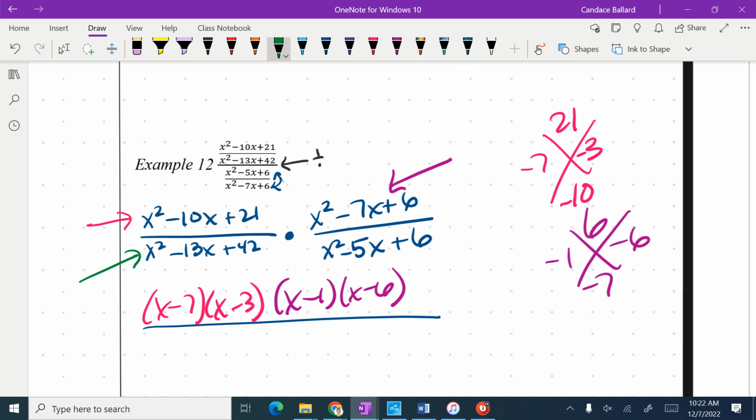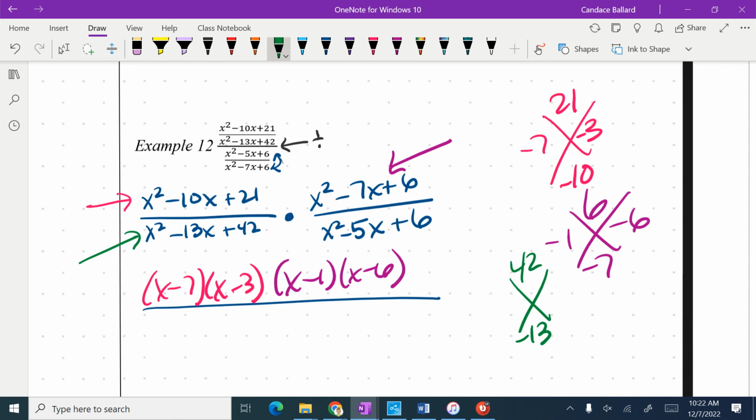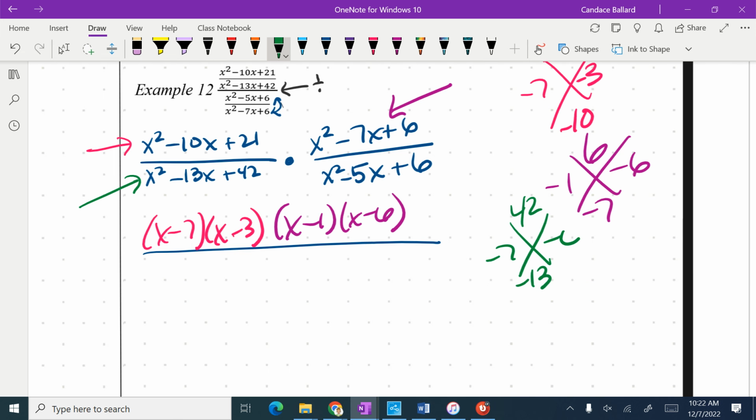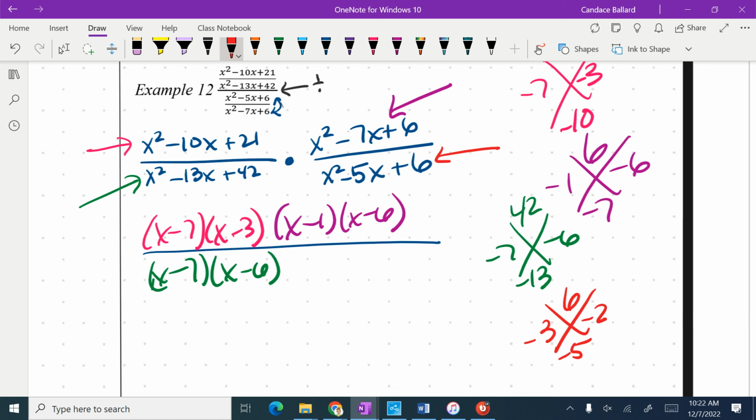All right, then let's see. This one right here, 2 numbers that multiplied to 42 and added to negative 13. So x minus 7 times x minus 6. All right. Finally, this one here, two numbers that multiplied to 6 and added to negative 5. Negative 3 and negative 2. Okay, so x minus 3 times x minus 2.